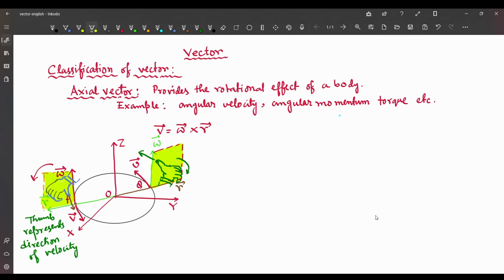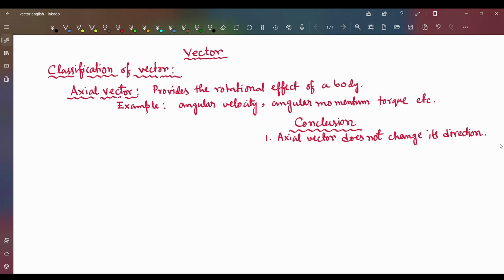Here, for the point P and Q, the angular velocity is directed upward direction, that is parallel to z axis. Hence we can say that axial vector does not change its direction with the change of position, but polar vector changes its direction with change of coordinates.